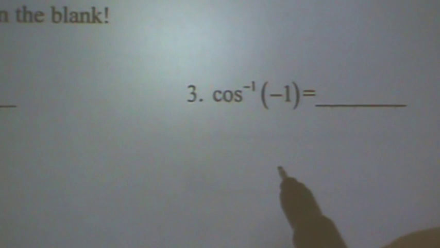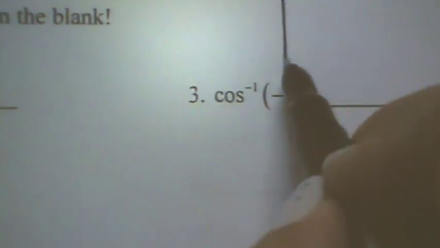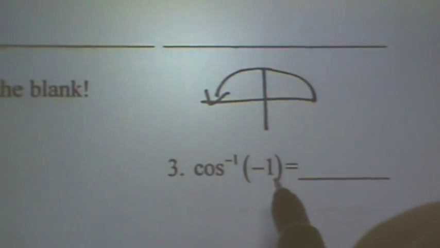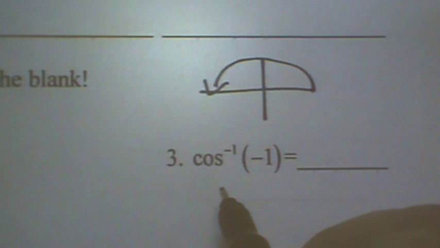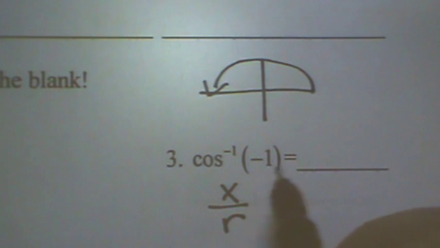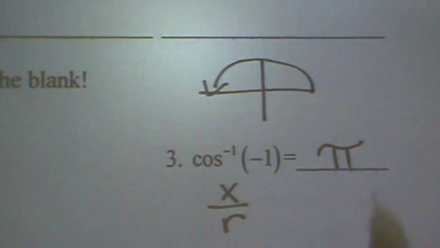Number 3, where are you at for arc cosine? Your domain is from here to here. So what's the definition of cosine? Cosine is x over r. Where is the x value from here to here, negative 1? Pi. Okay, next one.